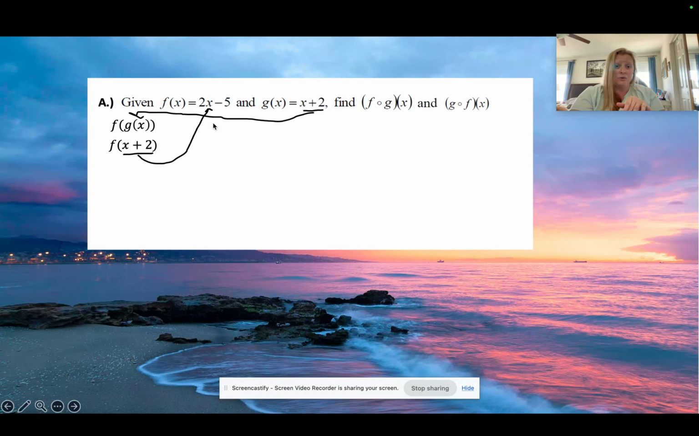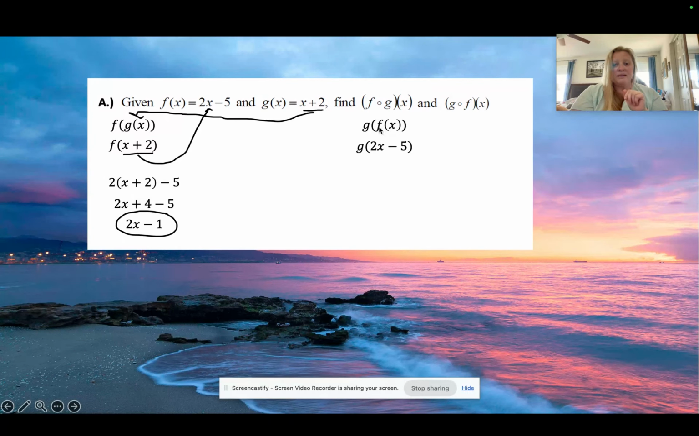Again, we look inside first. So I'm focusing on this f of x, and I'm simply going to replace that with the f of x formula, which is 2x minus 5. Then I'm going to take this 2x minus 5 and put it into the g formula in x's spot. So instead of writing x plus 2, I'm going to use 2x minus 5 plus 2. And then I'm going to simplify it. So my answer would be 2x minus 3.